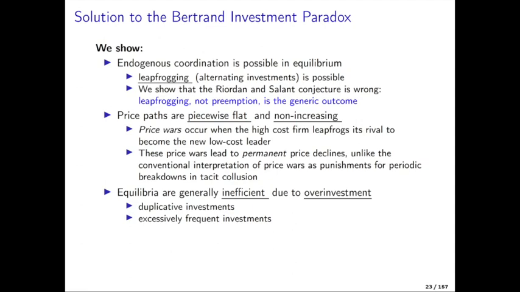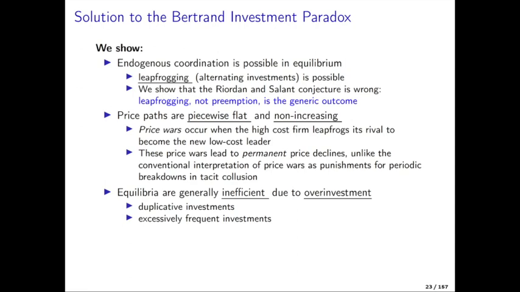Okay, what we find too is that the price paths are piecewise flat and non-increasing, and price wars occur when the high-cost firm leapfrogs its rival to become the low-cost leader. And so this was also what motivated why the damage in the long run should be much higher, because had B9 made it to the market, or had Amcor invested in B9 and leapfrogged VC earlier, then the prices would have been much lower for the consumers, and that should be used to calculate the damage.